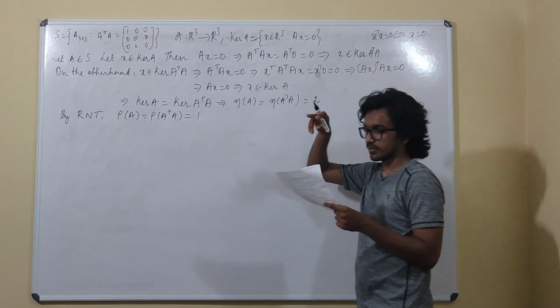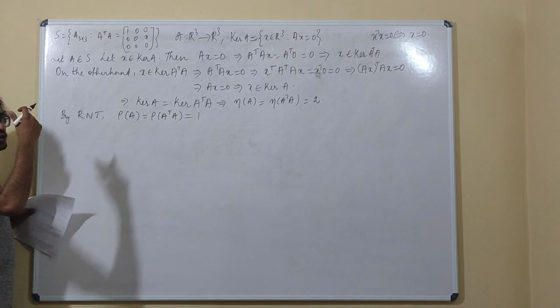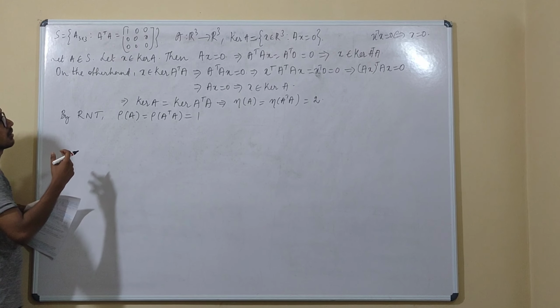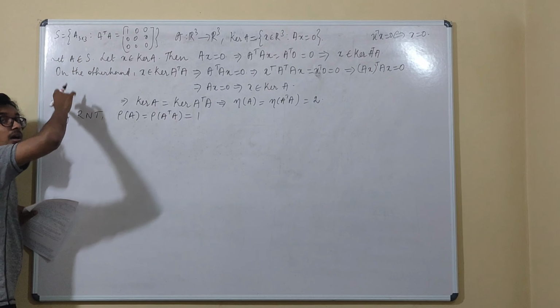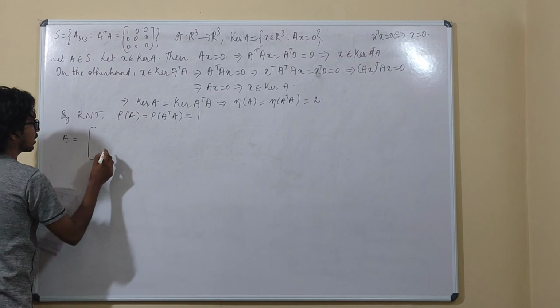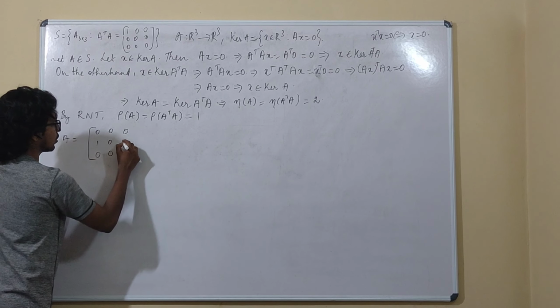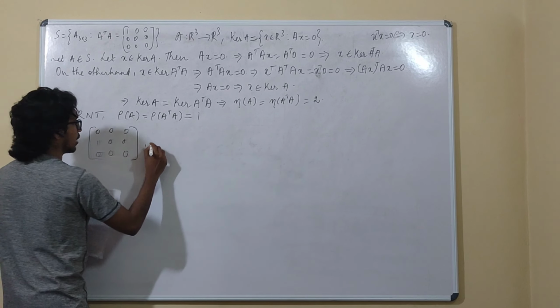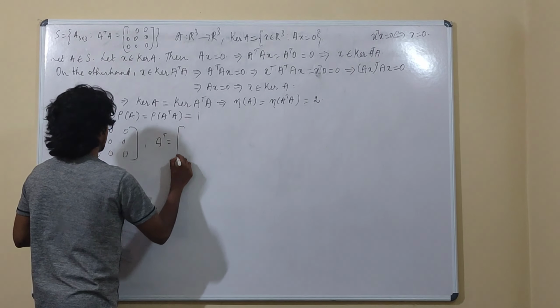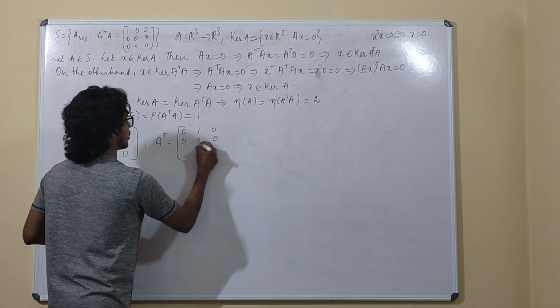option 3 is wrong. Now coming to the first question, if we are able to identify some matrix that satisfies this condition and is nilpotent, let us try it out. Take 0, 1, 0, 0, 0, 0, 0, 0, 0. Let this be our A, and A transpose is 0, 1, 0, 0, 0, 0.